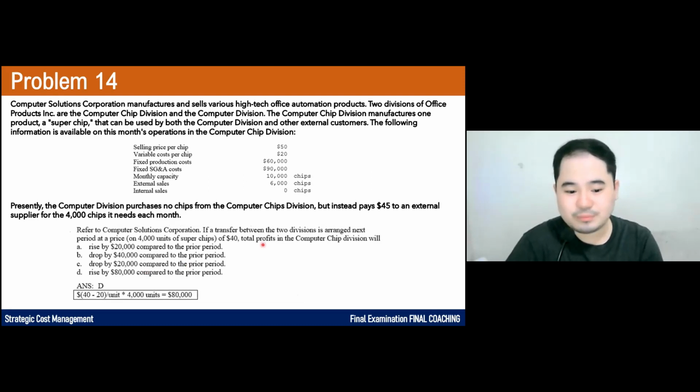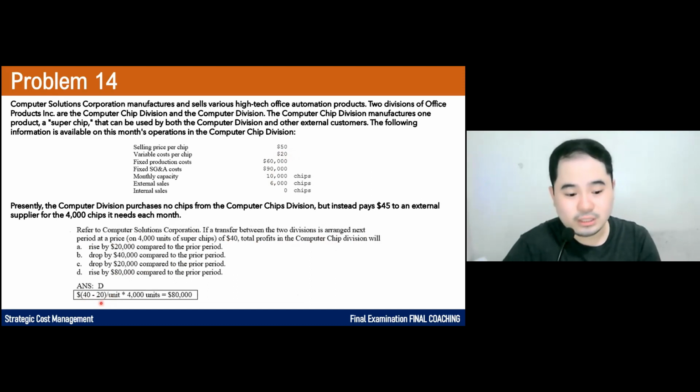If a transfer between the two divisions is arranged next period at a price of 40, the profits of computer chip division will, ano mangyayari? Okay. So yung relevant cost mo dyan, may relevant costing din kasi to. Ang relevant cost lang natin dyan is yung 20, tapos pinili daw po nilang transfer price is 40. Hindi mo gagalawin sa fixed cost kasi nga po, ulitin ko lang, ibenta mo man sa labas o i-transfer mo lang sa kabila, you will still be incurring the same fixed cost. So irrelevant ang fixed cost.